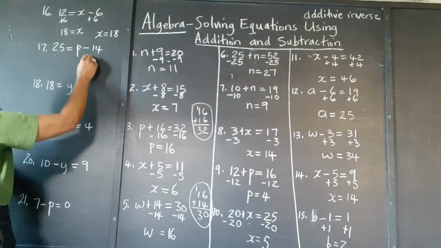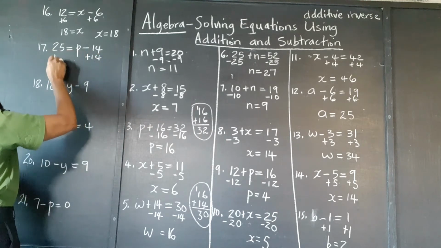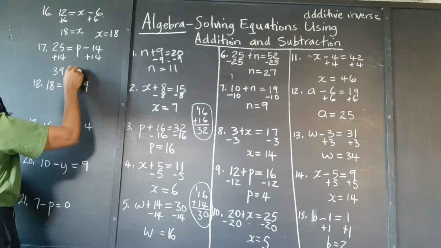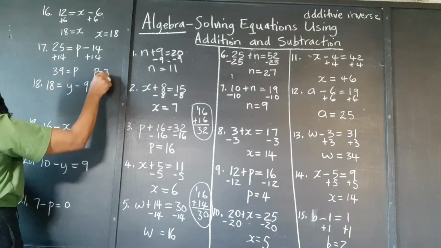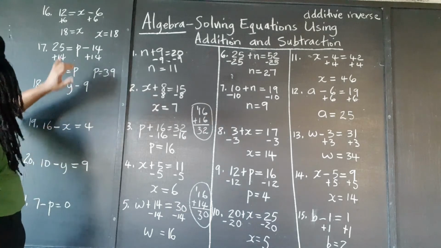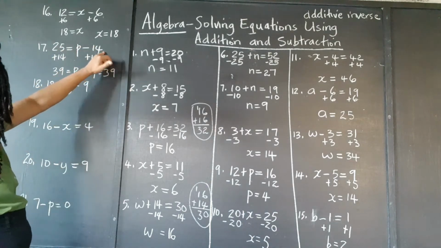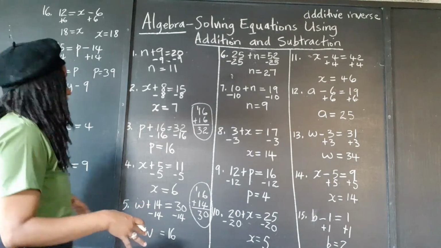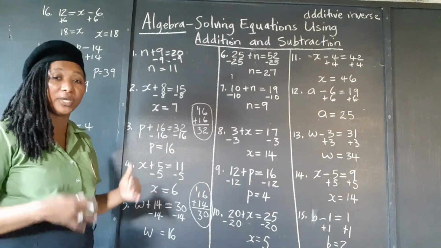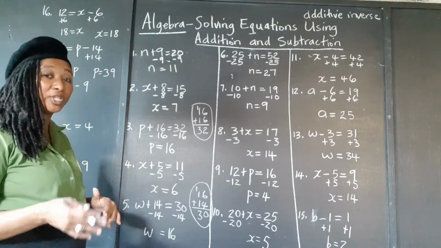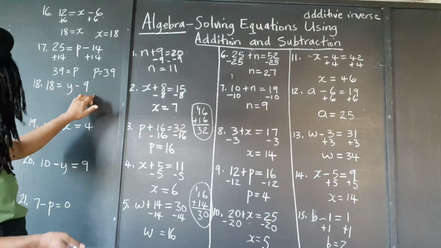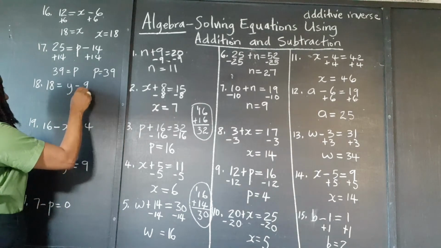So we're going to add 14 to both sides here. So we get 39 is equal to P, or P equals 39. So we're saying 39 take away 14 will give 25. When we plug the answer back into the equation, it should still be true. That's how we check. 18 is equal to which number take away 9? We're going to add 9 to both sides.